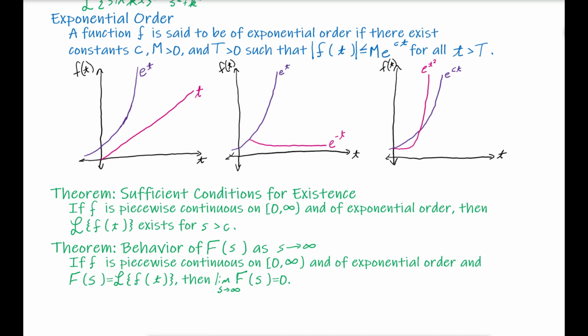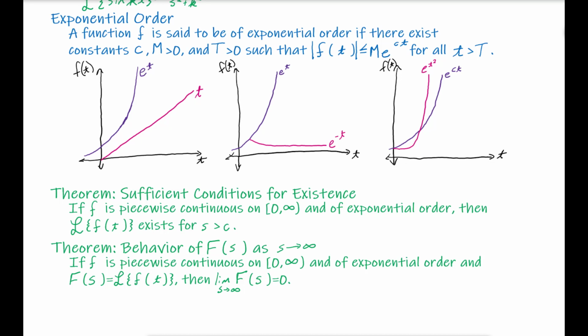So now let's talk about the existence of the Laplace transform. We have a theorem that tells us about sufficient conditions for existence. If f is piecewise continuous on the interval closed at 0, so 0 is included, up to infinity, and it's of exponential order, then the Laplace transform of that function f of t exists for s greater than c. And in this case, c is the c that it's exponential order for. All right, so we're working with that.